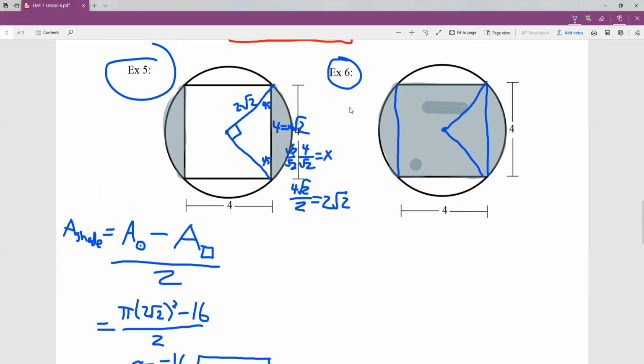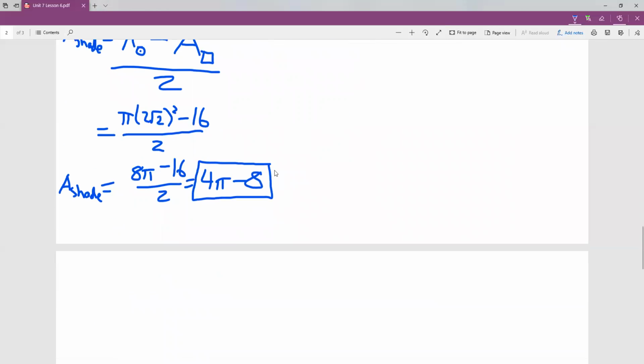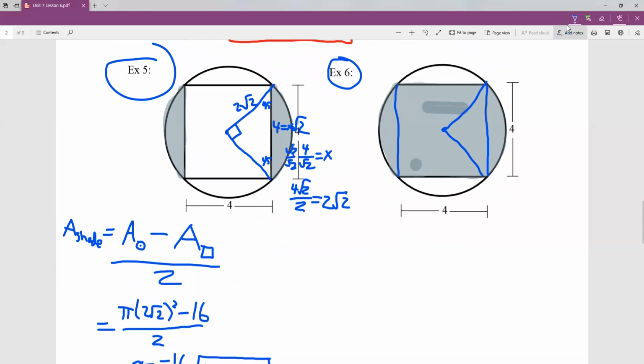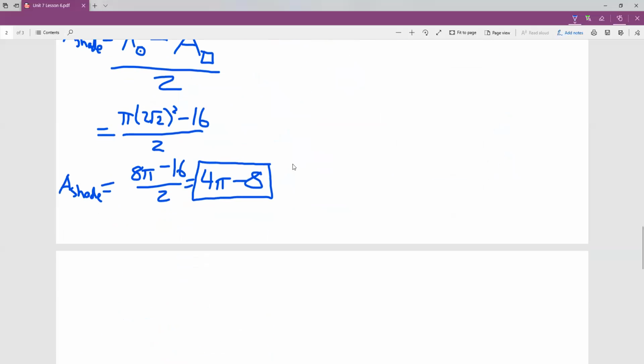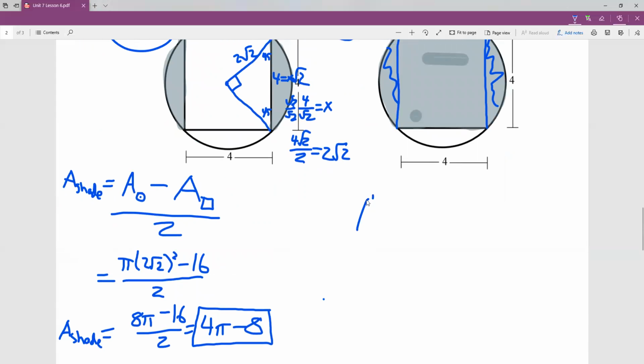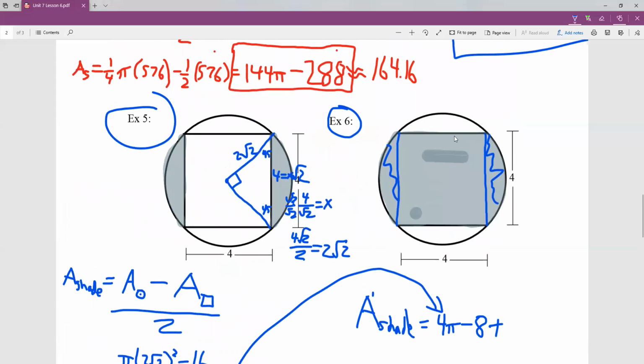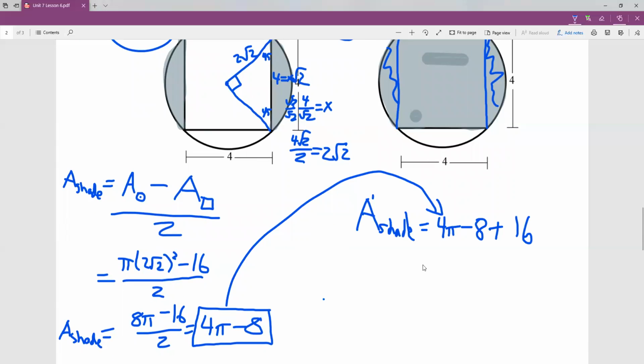We can use the last problem to help us out with example 6. Since they're both squares, we found that these two shaded areas are equal to 4 pi minus 8. So if we know that these two shaded areas are equal to 4 pi minus 8, then the area of the shaded region in this case is equal to this stuff we had before plus this square, which is a 4 by 4 square, which is 16. Which means that in the second problem, the area of the shaded region is just 4 pi plus 8.